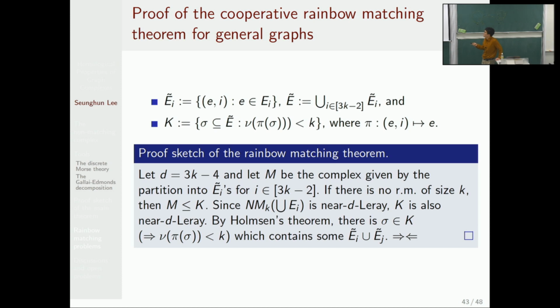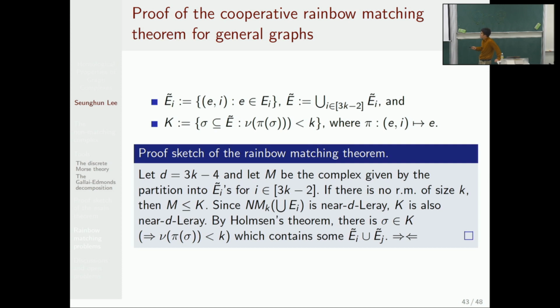So the set of (E, I), and we redefine E tilde, which is the union of all the colored edges. And we define another simplicial complex K, consisting of all the subsets sigma in E tilde where the projection of sigma has a matching number less than k. And this is just a proof sketch of the rainbow matching problem.